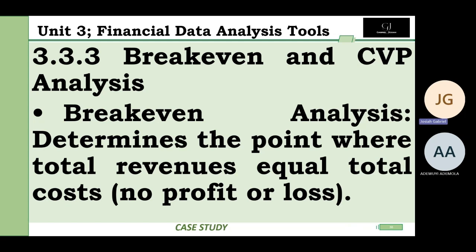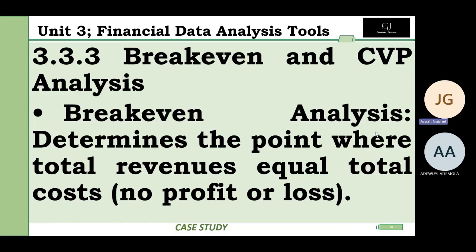So in the last class, we started with the introduction, and we looked at the second unit, and we even introduced the third unit, speaking to financial data analysis tools. So today we'll be continuing where we stopped from the last class, speaking to break-even and cost volume profit analysis, break-even and CVP analysis.